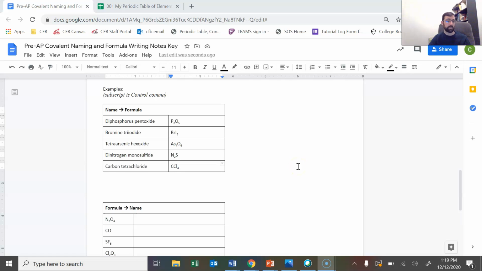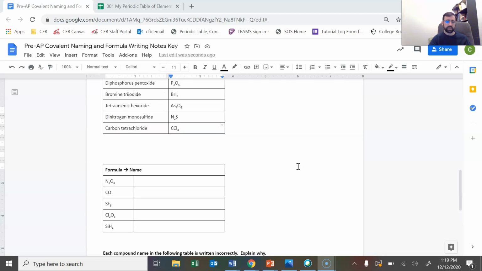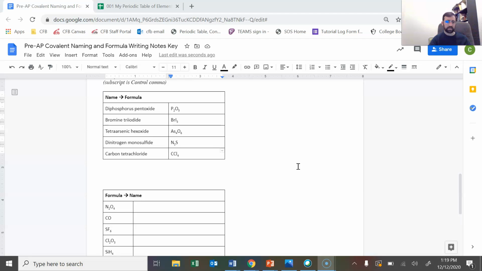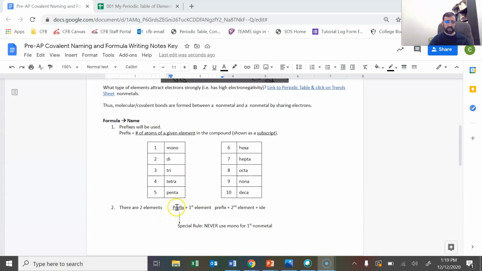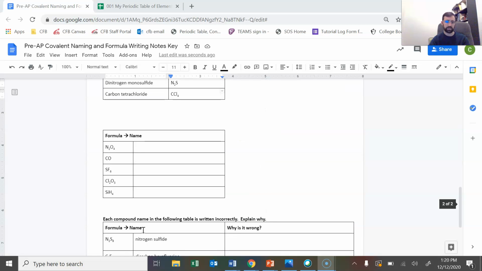Okay, so we did some examples of going from name to formula. Now let's go formula to name. So remember the rules that we talked about up here on the first page. The rule is it's going to be the prefix plus the first element name, then the prefix plus the second element's IDE name. The special rule is we never use mono for the first nonmetal. So let's go down here and do a few of these.